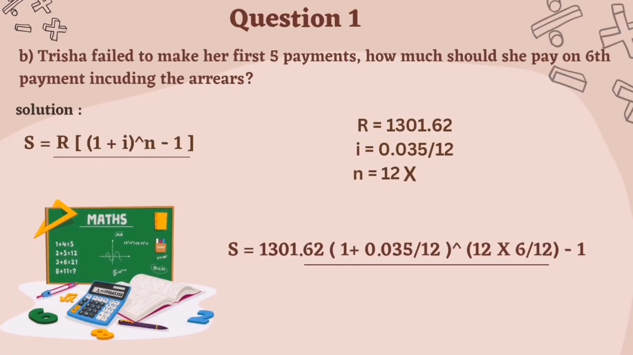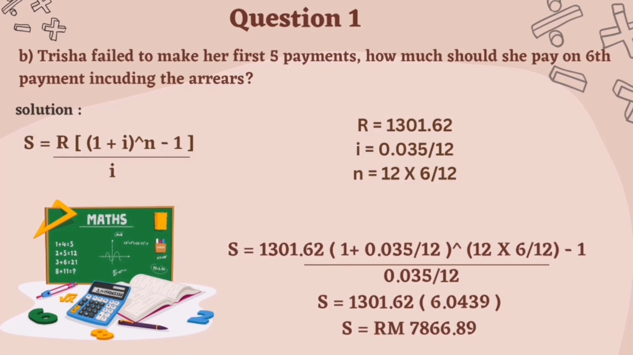Next, question 1b. Trisha failed to make her first 5 payments. How much should she pay on the 6th payment, including the arrears? For this question, we use the future value formula: S equals R[(1 + i)^n − 1]/i. For R, we use 1,301 ringgit and 62 cents. For i, we use 0.035 divided by 12, and n is 12 multiplied by 6 divided by 2.